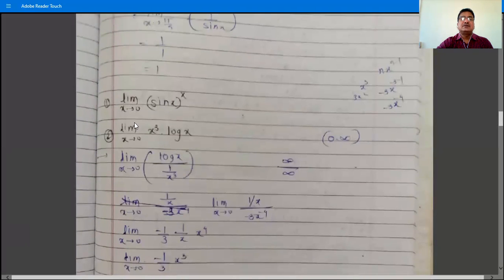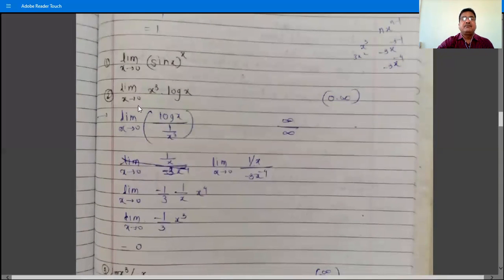So we have the final answer. Then the next problem: limit x tends to 0, sin x raised to x. We have to solve this problem by taking log of both sides. So suppose y is equal to this, and then take log of both sides.